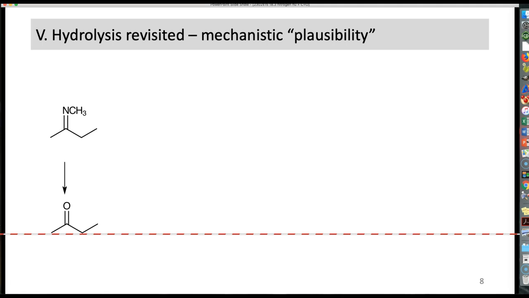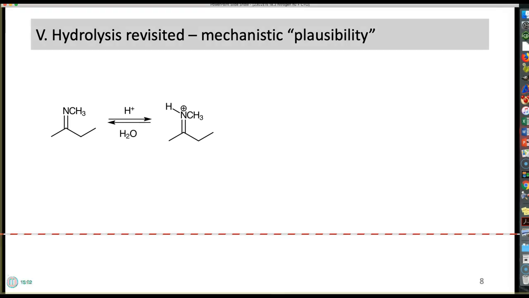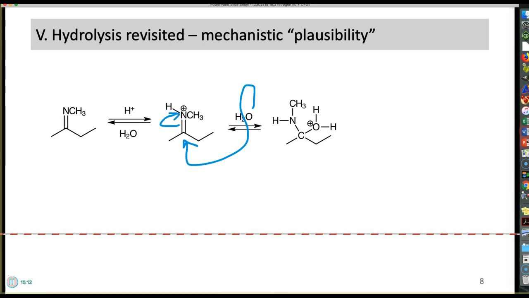So hydrolysis means, how do I get from my imine back to my ketone or aldehyde? That's what we're striving to do. Well, we know we need to add lots of water and acid. And of course, as soon as we add acid, the first thing we're going to do is protonate our imine to get this charged intermediate. Once I have that charged intermediate, it's very likely that my nucleophile is going to be eager to react at the imine carbon to give me this tetrahedral intermediate.